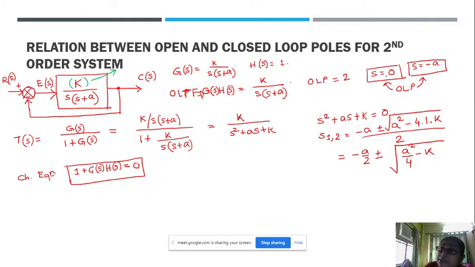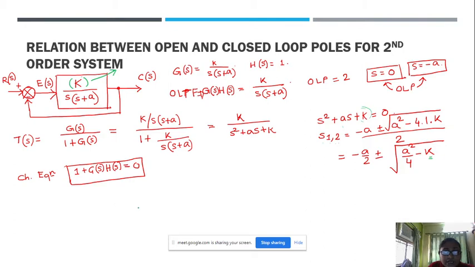The open loop poles are fixed because they are fixed parameters. There is no variable associated with that. But when we are calculating the characteristic equation, k is coming and k is a variable factor, a gain factor or DC gain. Depending upon the system we can vary the DC gain, so naturally depending upon the value of k, the closed loop pole values may change.